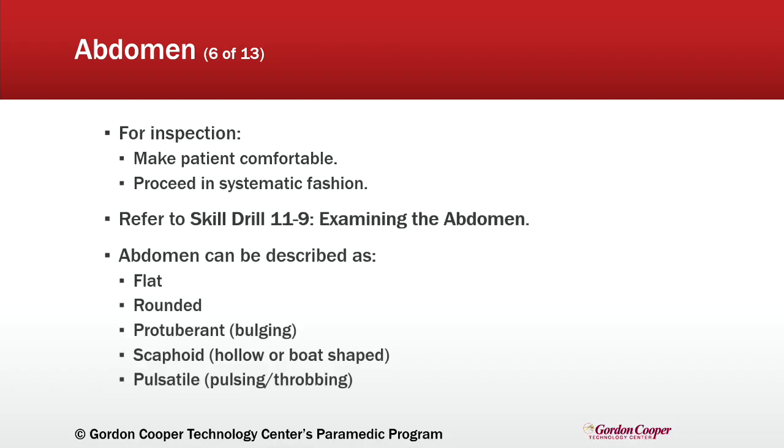When you examine the abdomen, make the patient as comfortable as possible, which may involve giving them pain medication as well. Assess the patient in a supine position and always proceed systematically, performing inspection, auscultation, percussion, palpation in that order, quadrant by quadrant. You can describe the abdomen as flat, rounded, protuberant or bulging, scaphoid, or pulsating.